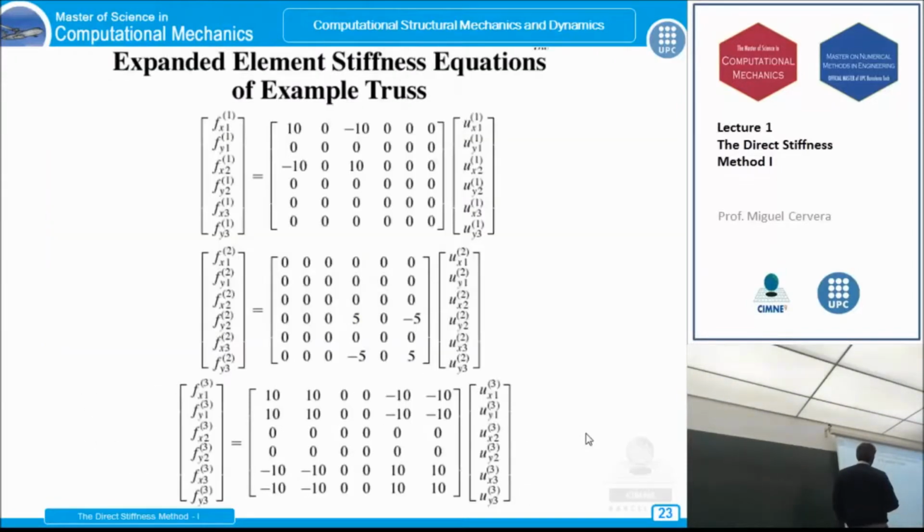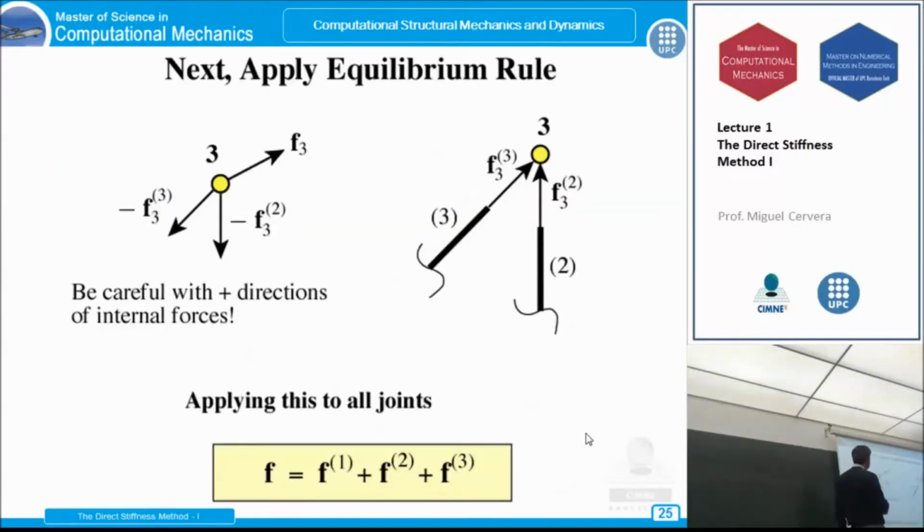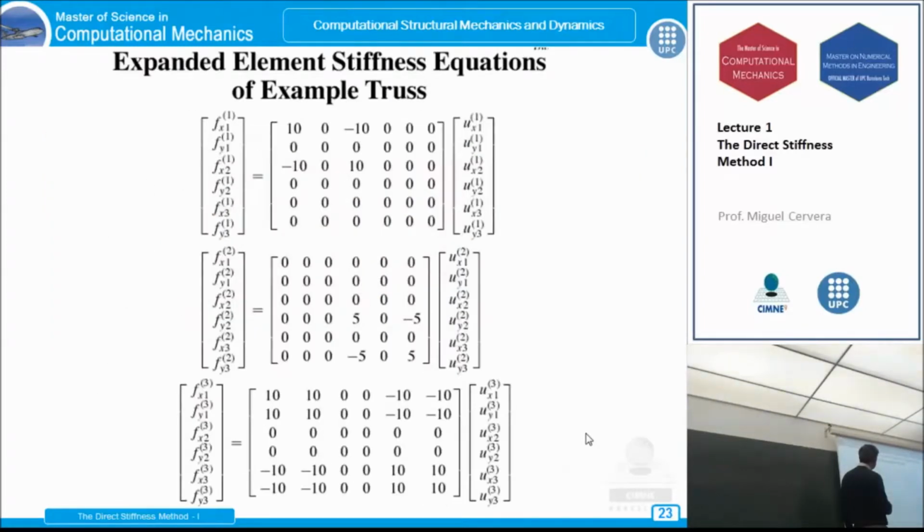Okay? So I just extend the previous matrices. You see, I have added here zeros and zeros. I have added here zeros and zeros, and I have added here zeros and zeros. Okay? Just to have all of them the same size. So now I'm prepared to put in compatibility and equilibrium.